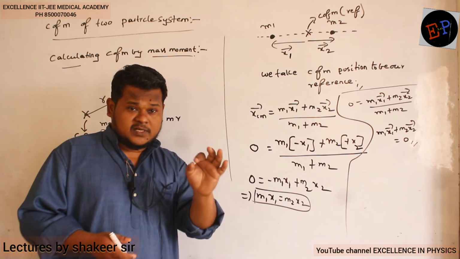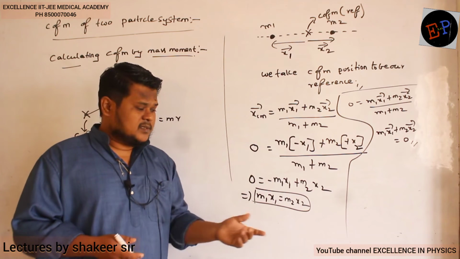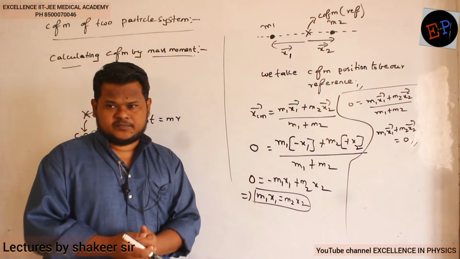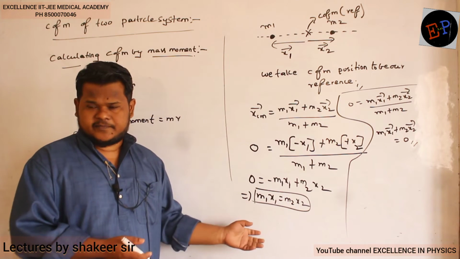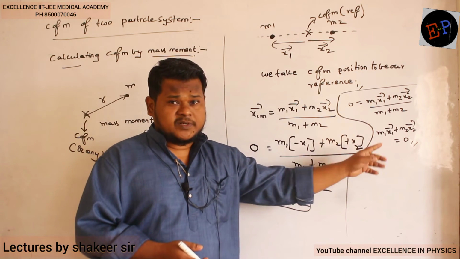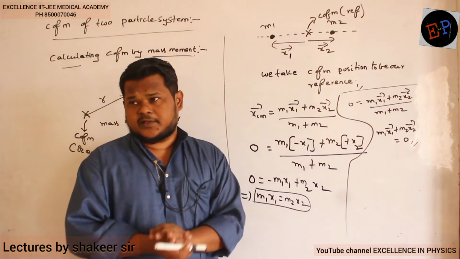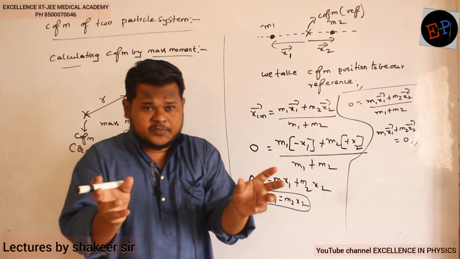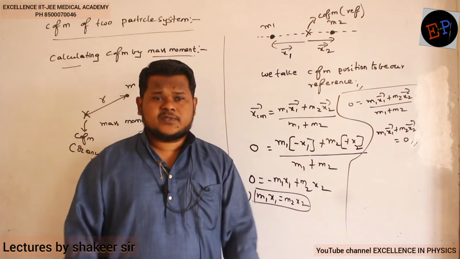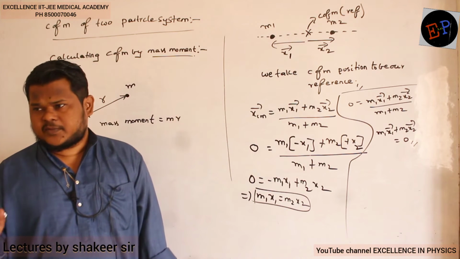So if you take the center of mass to be your reference, then the mass moment of the first body and the mass moment of the second body should be equal. And if I take it in the form of vectors, the sum of mass moments should be 0. If you add all the mass moments from the center of mass, then the total should be how much? Total should be 0. Are you able to understand what we are doing?